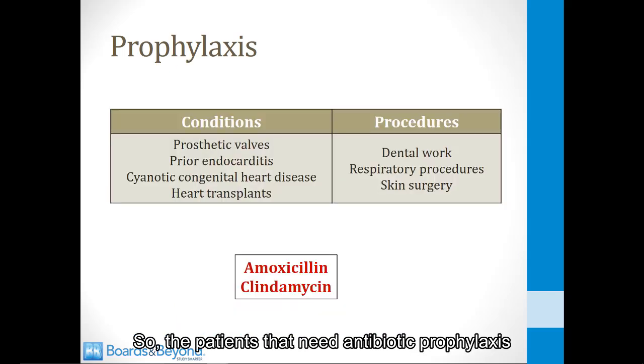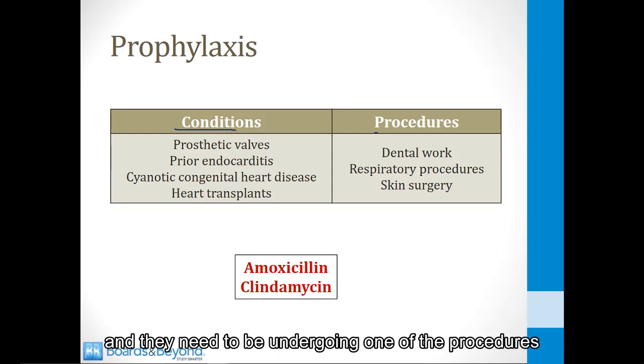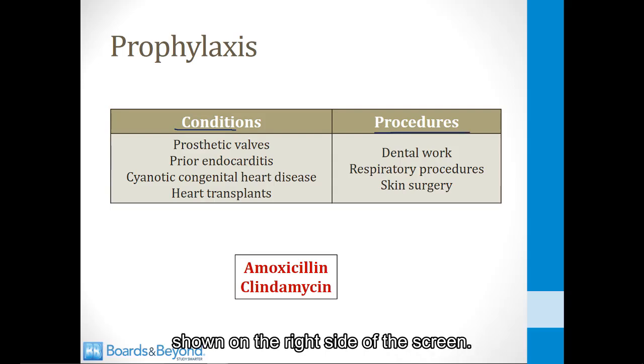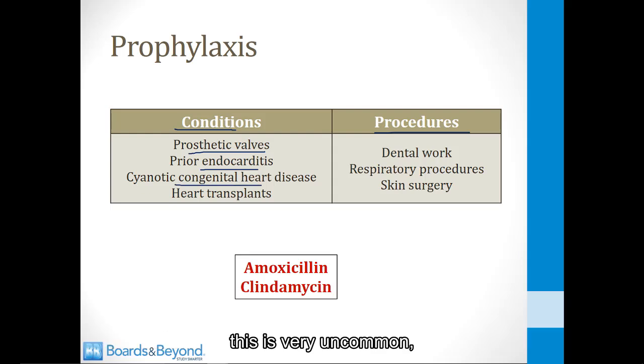So the patients that need antibiotic prophylaxis need to have one of the conditions shown on the left side of the screen, and they need to be undergoing one of the procedures shown on the right side of the screen. So the patients at highest risk for endocarditis are patients with prosthetic valves, patients who've had endocarditis before, or rare patients who have cyanotic congenital heart disease. This is very uncommon, or some patients with heart transplant.